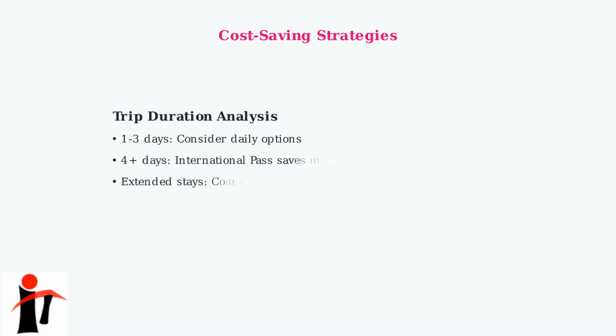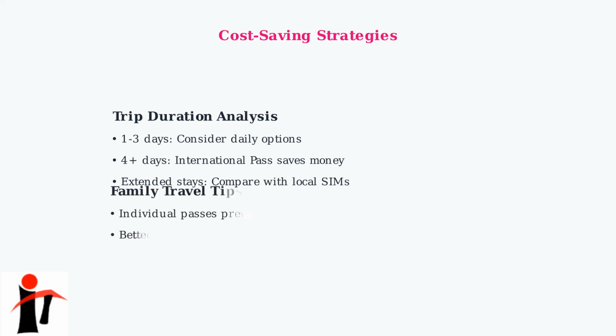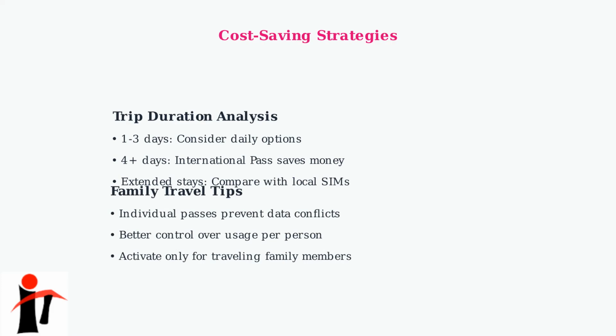Smart cost-saving strategies can significantly reduce your international roaming expenses. The key is understanding when T-Mobile passes provide the best value. Analyze your trip duration carefully. International passes are most cost-effective for trips lasting 4 or more days, as daily roaming charges quickly exceed the monthly pass cost. For family travel, consider multiple passes rather than sharing data. This prevents one heavy user from consuming the entire family's data allowance.